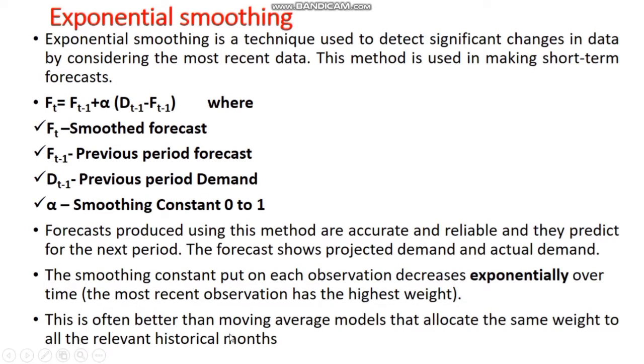This is often better than the simple moving average and double moving average models that allocate the same weight. Here we are considering equal weight, just making an average for 3 periods or 4 periods. But in this one we are adding the smoothing constant. We are taking just the previous period forecast and the previous period demand. Therefore, compared to simple moving average and double moving average, this forecast will have more accuracy, provided it is used for estimating the next period. Here it is clearly given: predict for the next period.